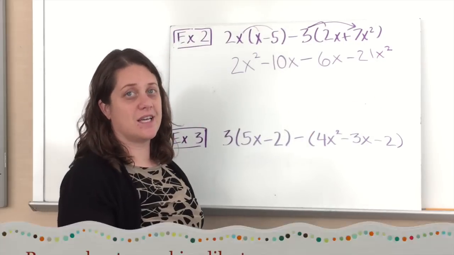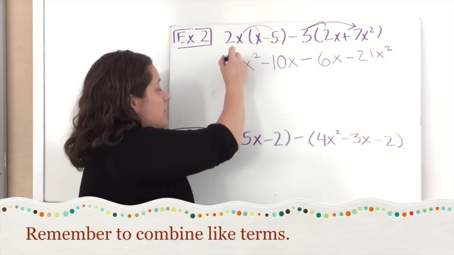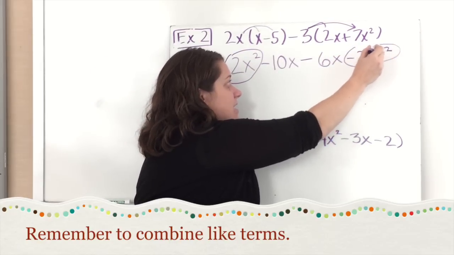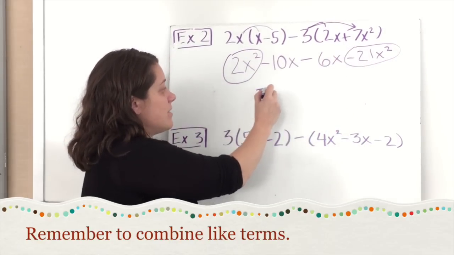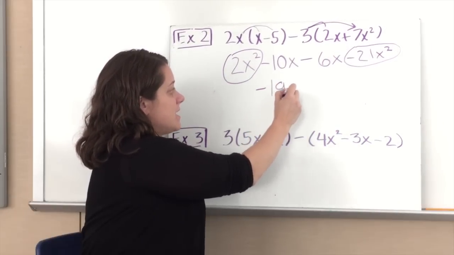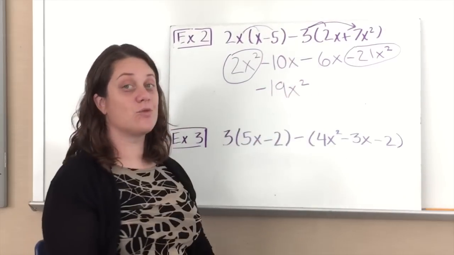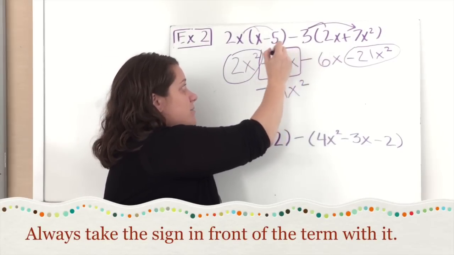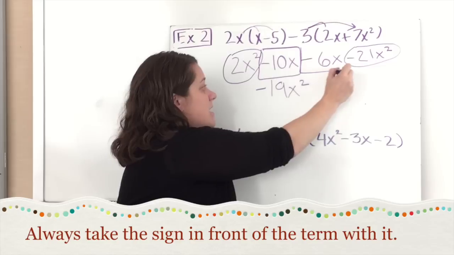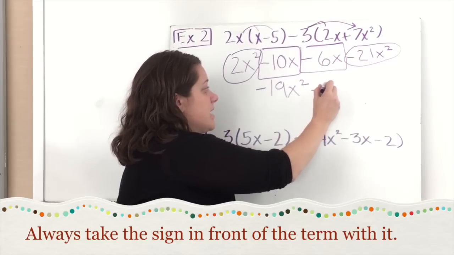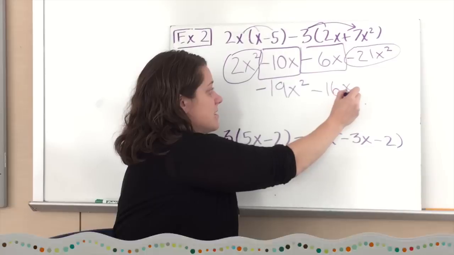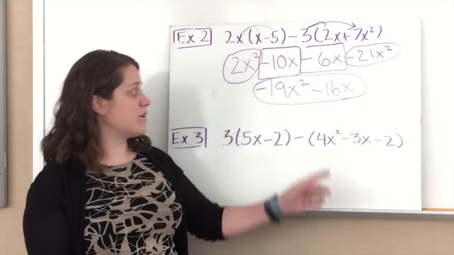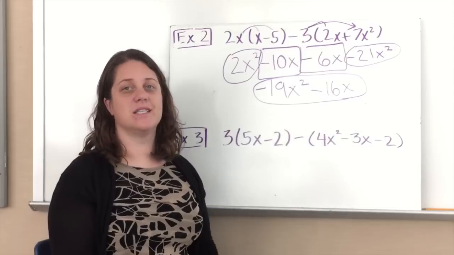Now I look, and I see what can be combined. So I see here's a 2x squared, and again I'm taking the sign with it. That's a negative 21x squared, so that gives me negative 19x squared. Then I see what else I can combine, and make sure you take the sign with it. Negative 10x and negative 6x would be negative 16x. And that is my final answer in standard form because I have the x squared and then the x.